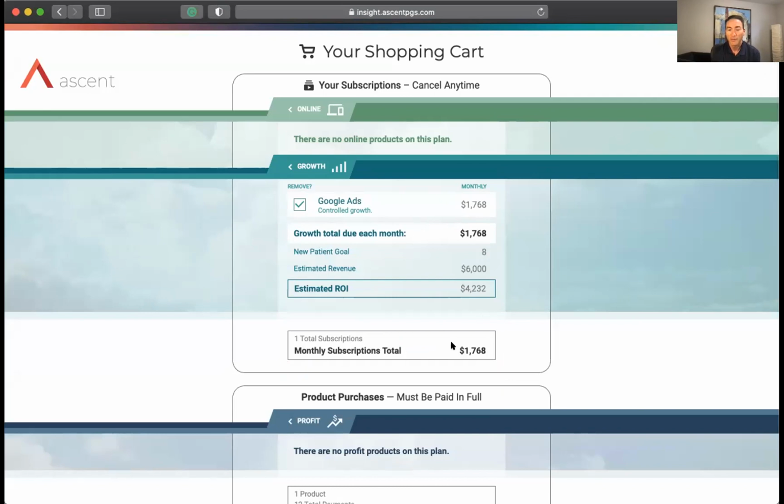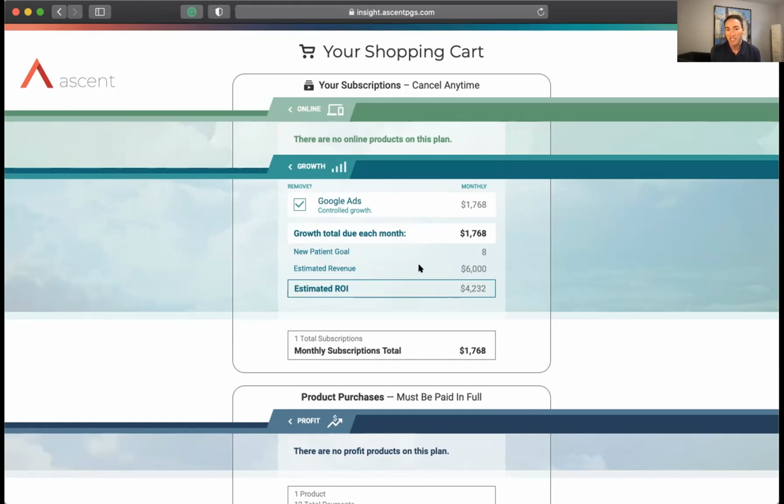I want to point out that we set these up as subscriptions, meaning you can cancel anytime. If you give us 30 days notice, because we bill the month in advance, we give that money to Google, and we need time to cancel that campaign with Google, but basically you can cancel anytime you want and just give us 30 days notice. Okay, so there's those subscriptions. So it's a really low risk campaign.